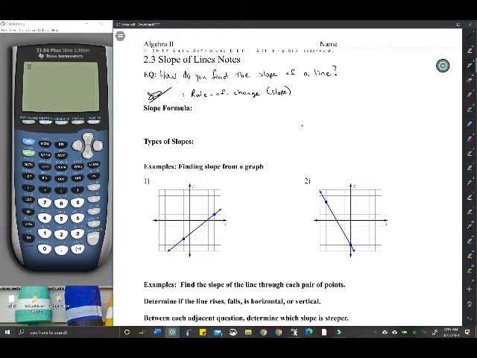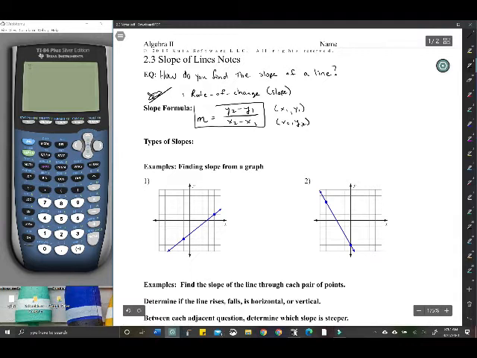Now, the slope formula. So m equals y2 minus y1 all over x2 minus x1. y2 and y1 are coordinates, and everything comes from two coordinate points. So x1, y1, x2, y2. That should just be a little comma there. Write that down. That is your formula.